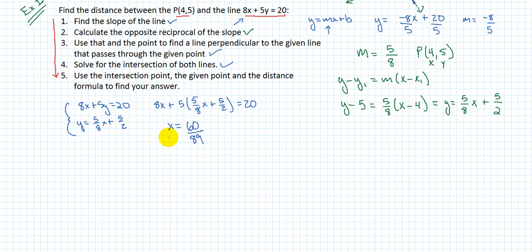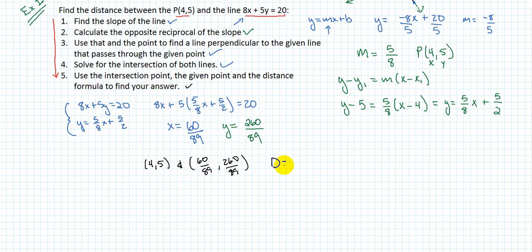So now that I have x, I need to plug that back into either equation in here to get y, and I'm just going to go ahead and solve it as I pause. Okay, so we get y equals 260 over 89. At this point, you then have a problem where you're given 2 points and find the distance. And so we have our point that we started with, (4, 5), and then we have the point (60 over 89, 260 over 89).